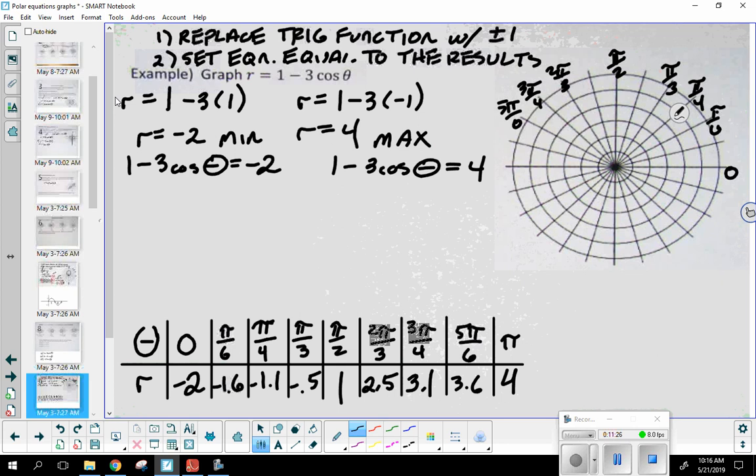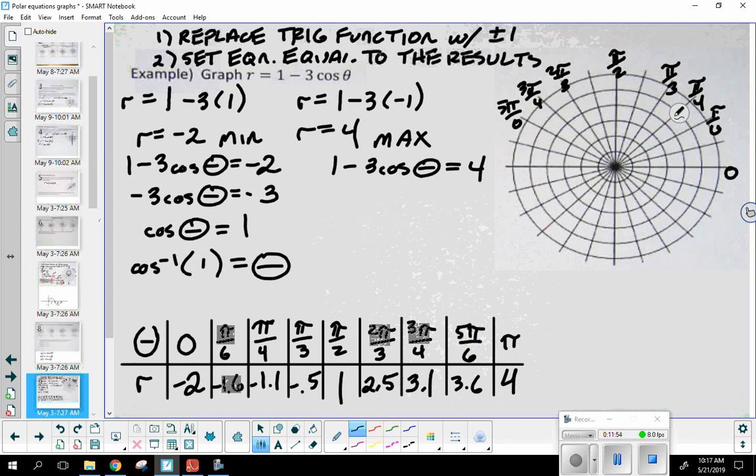Okay, so it's just like any other equation. How would I solve 1 minus 3 cosine theta equals negative 2? Okay, so subtract the 1. So negative 3 cosine theta equals negative 2 minus 1, negative 3. Divide by negative 3. Cosine theta equals 1. Now, what do I got to do to cosine? Got to take the inverse. There we go. So cosine inverse of 1 is going to give me theta.